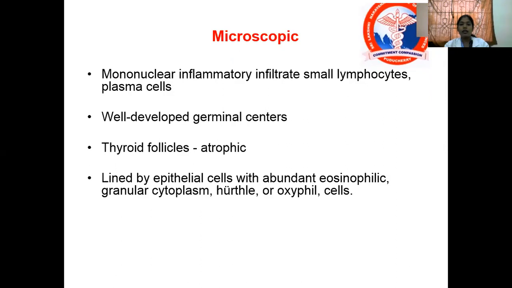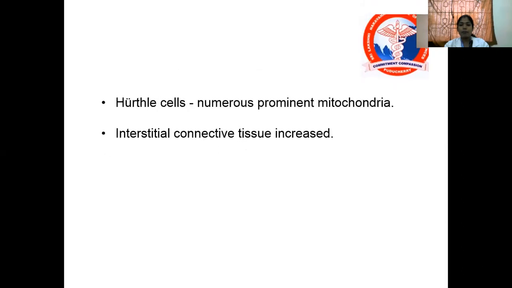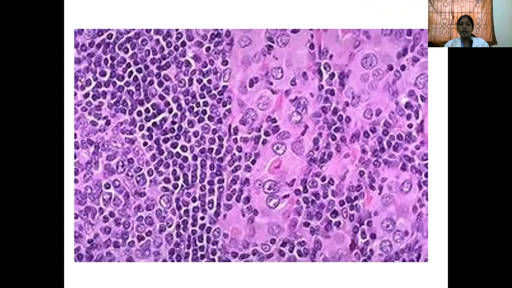Microscopically, there is mononuclear inflammatory infiltrate, small lymphocytes and plasma cells. There are well-developed germinal centers, and the thyroid follicles are atrophic, lined by epithelial cells with abundant eosinophilic granular cytoplasm. These cells are called Hürthle cells or oncocytes. Hürthle cells have abundant granular eosinophilic cytoplasm, which is mainly because of prominent mitochondria inside the cytoplasm, and the interstitial connective tissue is increased.